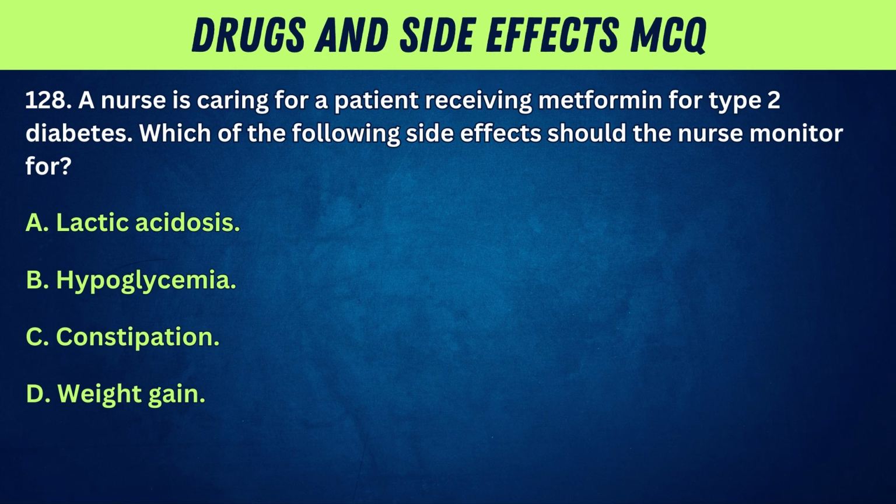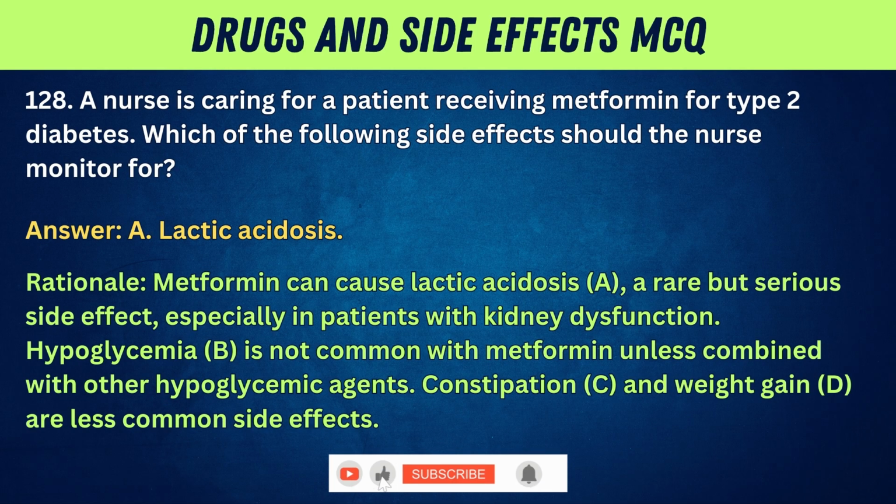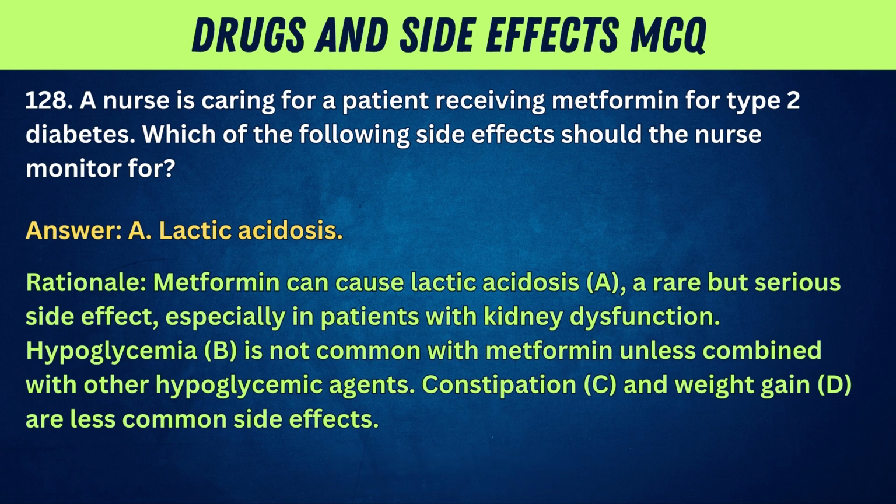128. A nurse is caring for a patient receiving metformin for type 2 diabetes. Which of the following side effects should the nurse monitor for? A. Lactic acidosis. B. Hypoglycemia. C. Constipation. D. Weight gain. Answer: A. Lactic acidosis. Rationale: metformin can cause lactic acidosis, A, a rare but serious side effect, especially in patients with kidney dysfunction. Hypoglycemia, B, is not common with metformin unless combined with other hypoglycemic agents. Constipation, C, and weight gain, D, are less common side effects.